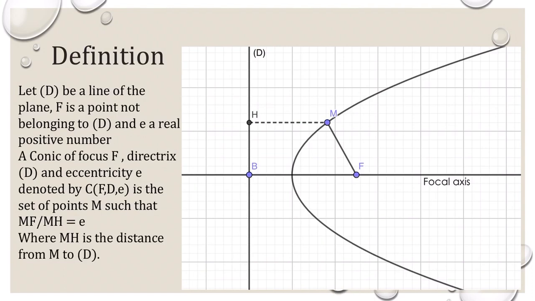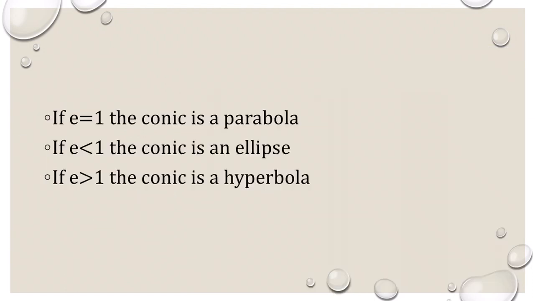In this case, we have a conic of focus F, of directrix D, and eccentricity E. So that's the definition of a conic, any conic. Now, the four conics differ mainly in eccentricity. The eccentricity of a parabola is 1. If the eccentricity is less than 1, then the conic is an ellipse. If it's greater than 1, the conic is a hyperbola. In the case of a circle, the eccentricity is 0.